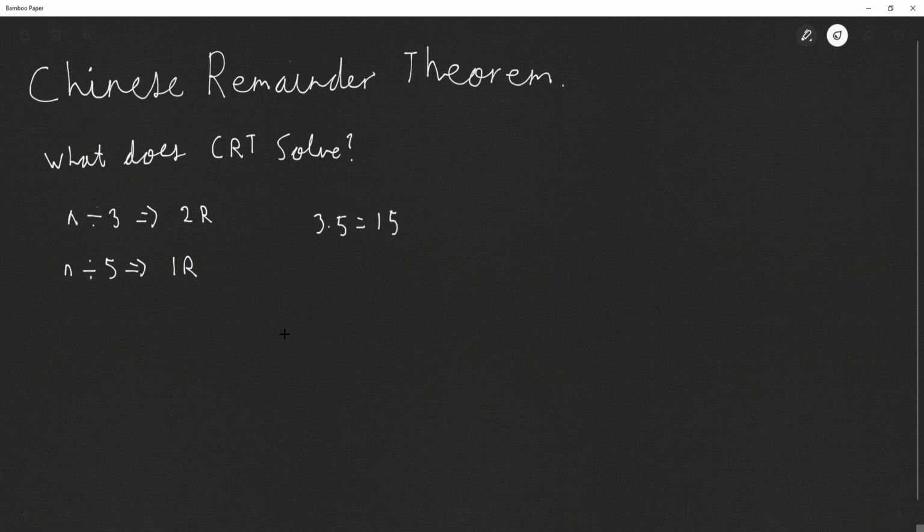So the Chinese Remainder Theorem is about solving systems of congruences, like x is equal to a1 mod m1, and x is equal to a2 mod m2, as long as the moduli m1 and m2 are pairwise coprime.